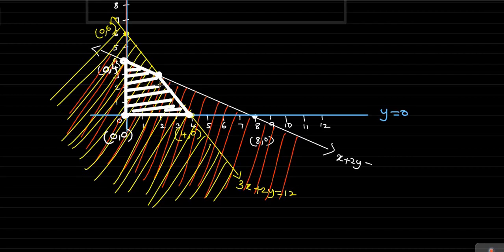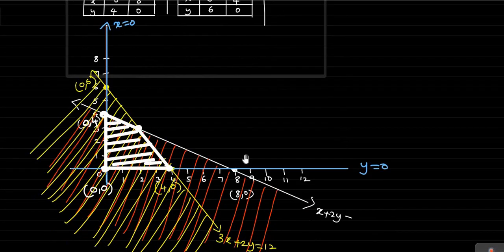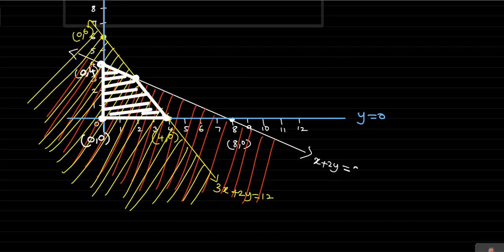If we don't know how to identify it, what you can do is, this particular point is the intersection of the lines 3x plus 2y equal to 12 and x plus 2y equal to 8. On solving that also we can identify this common point of these two lines.